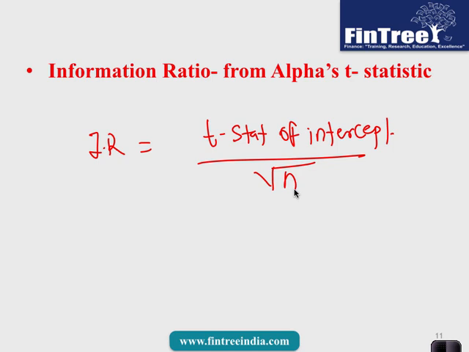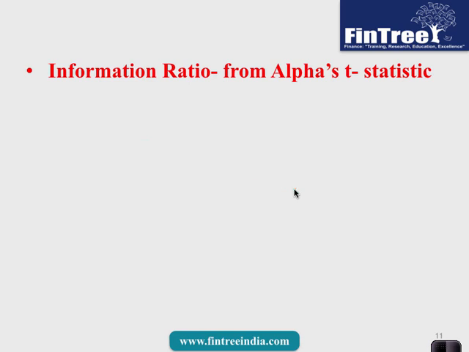Now there are two possible scenarios on the exam. Number one, they will give you this data. They will give you the intercept, the standard error and n, and you will be required to calculate information ratio. Or there would be a statement on this formula. So you might come across a statement which says that information ratio can be calculated by dividing the t stat of the intercept by n, and then you would say it's an incorrect statement because it should be divided by root n. Okay, so just remember this formula.